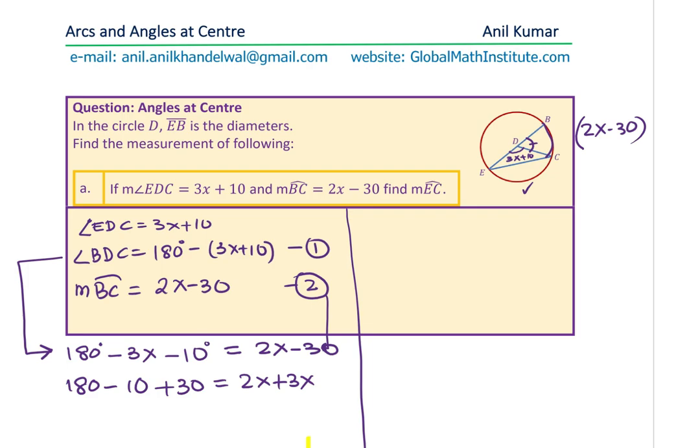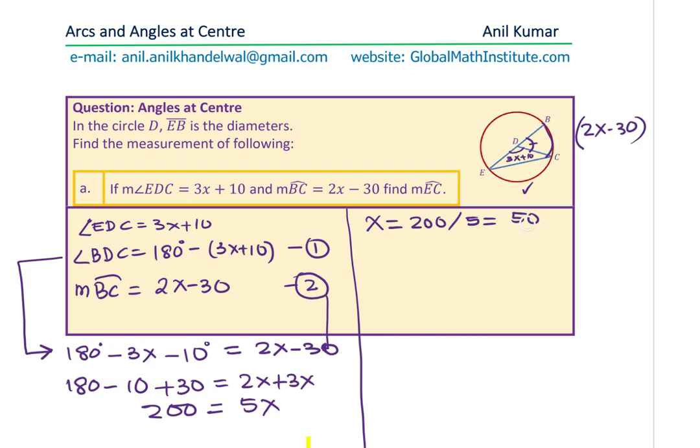So 180 minus 10 is 170, and 170 plus 30 is 200. So we have 200 equals 5x, and that gives you the value of x as equal to what? 200 divided by 5, and half of 200 is 100, which gives us the answer as 50.